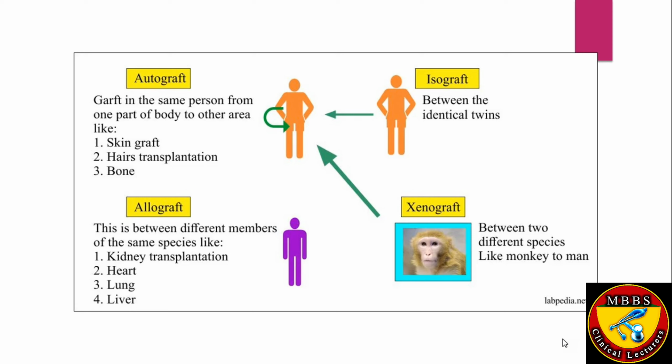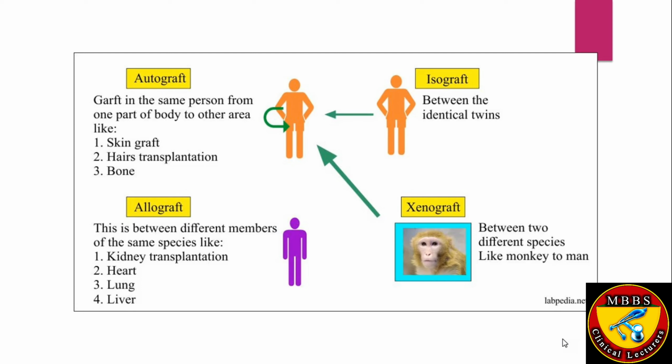Then we have an allograft, which is the most common graft performed these days for transplantation purposes. It means that the transference of tissue is between different members of the same species, like from human to human. For example, kidney transplantation, heart, lung, liver, even corneal transplantation. So allografts are between individuals of the same species.